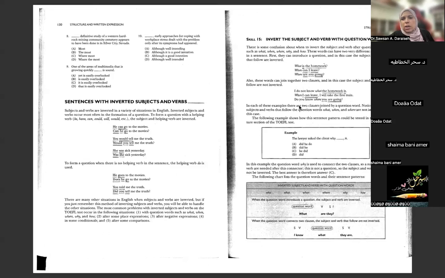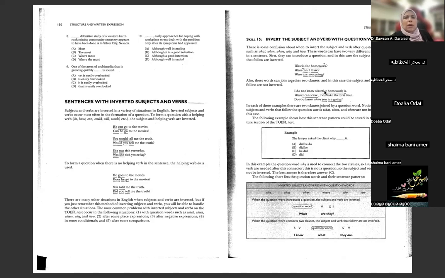But there are cases where we do have what, when, and where, however, they are not followed by inversion. Look, we don't have inversion. We don't have the verb and then the subject. Here's when, we don't have the verb and the subject. Here we have what, and we don't have the verb and then the subject. And so we are wondering why we don't have them all the time.